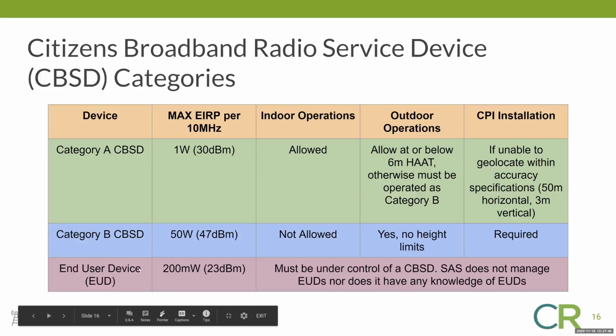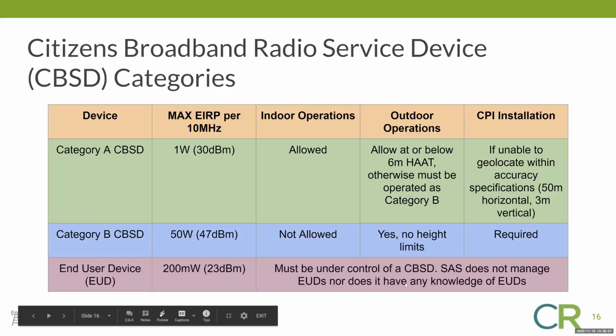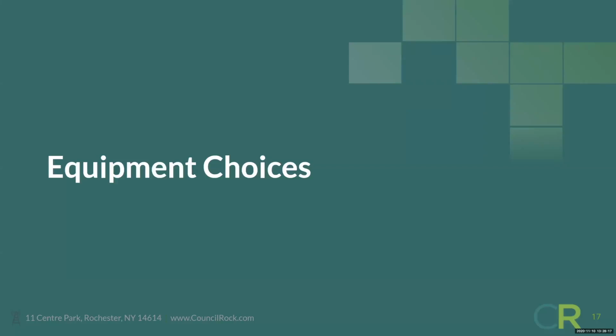The end user device is not categorized as a CBSD. The maximum power transmission is 200 milliwatts. It must be under control of a CBSD, but there is no requirement for the end user device to have communication to the SAS. So that's the main difference between these. These are the three main categories of equipment that you're going to see when using the CBRS spectrum. Equipment choices.